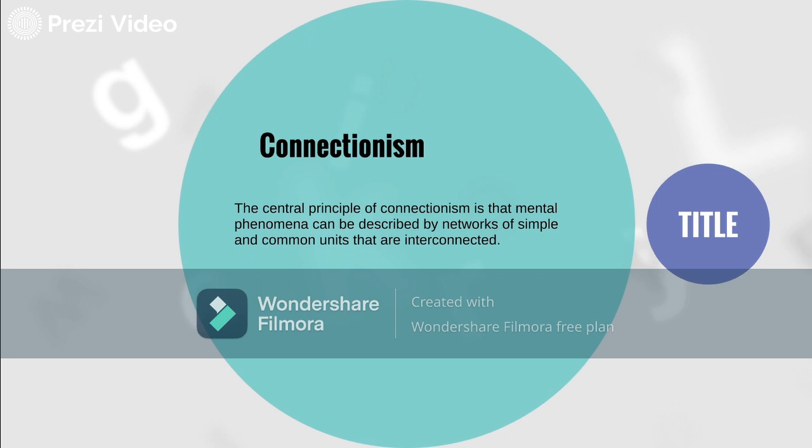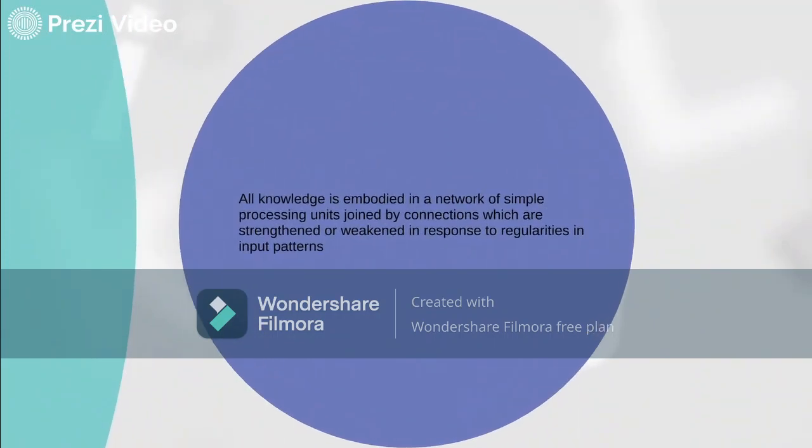Connectionism. The central principle of connectionism is that mental phenomena can be described by networks of simple and common units that are interconnected. All knowledge is embodied in a network of simple processing units joined by connections, which are strengthened or weakened in response to regularities in input patterns.